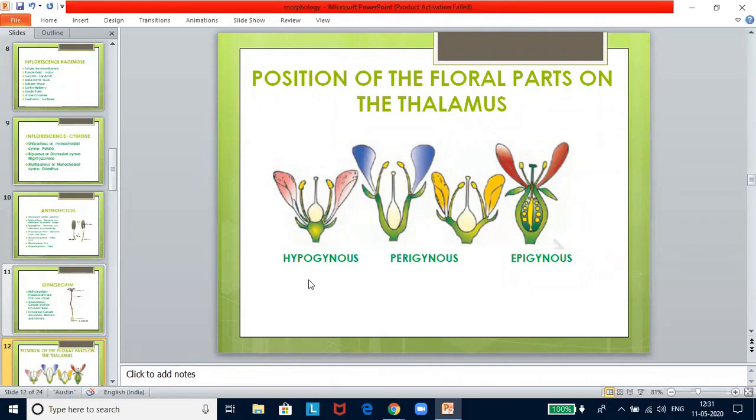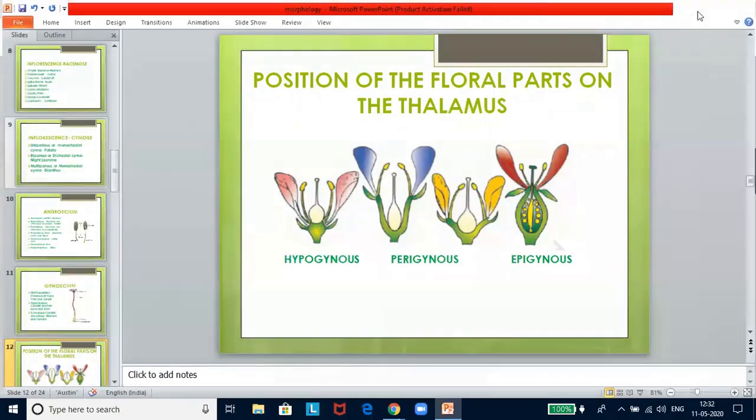See, this is very easy for you to analyze. You just see the position of the ovary. If the ovary is above, then it is hypogynous. If it is halfway like this, some coming that way, some coming this way, then it is perigynous. Epi means above the ovary, other whorls will arise, and this is known as epigynous condition.